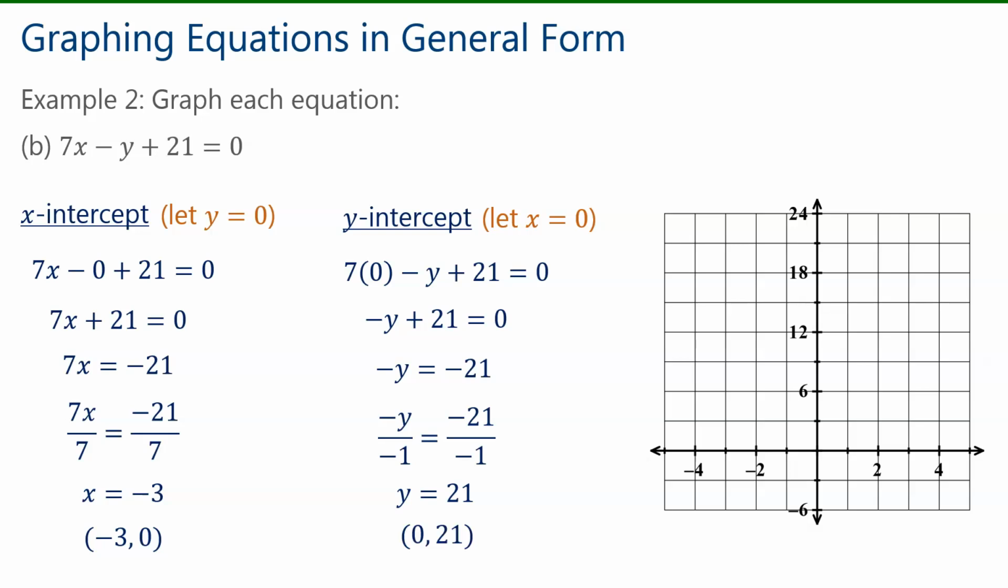So now plot (-3, 0) on the x-axis and (0, 21) on the y-axis. Now note that the scale on the y-axis is 3. So 3, 6, 9, 12, 15, 18, and then 21 would be there. So I'll join those up to get my graph.